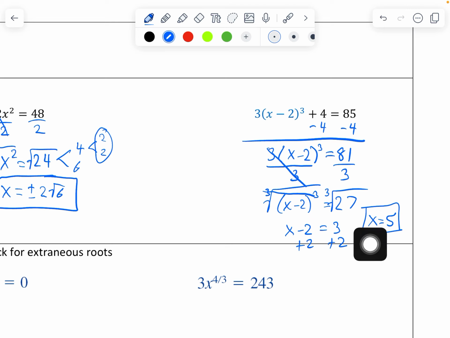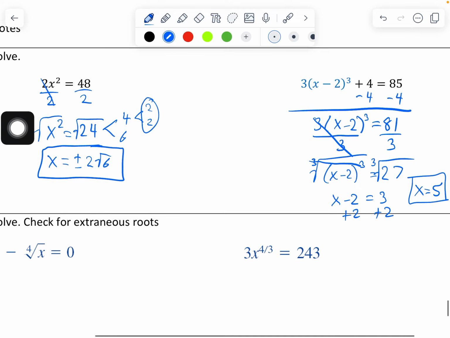And if you wanted, you can always take your answer and check it in the solution. So if I did 5 minus 2, I'd get 3. 3 to the third power would be 27. Multiplied by another 3 would be 81, plus 4 more to get us to 85. So that checks out.